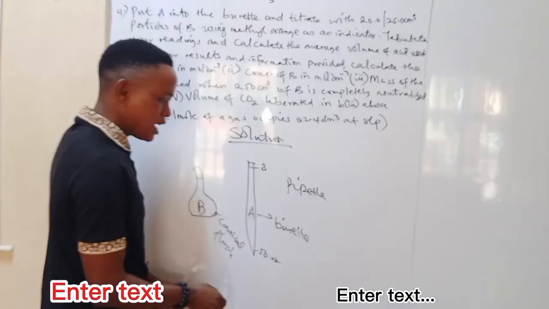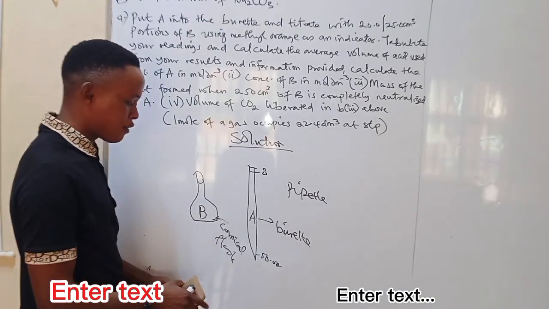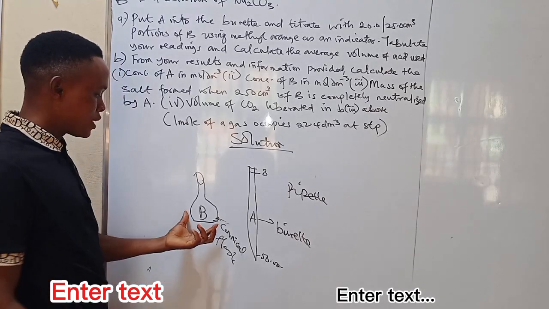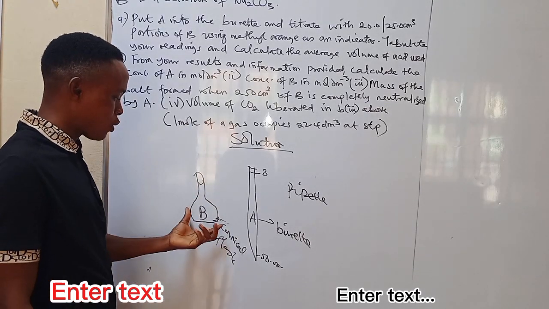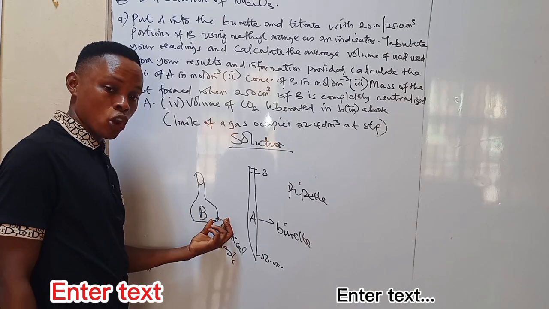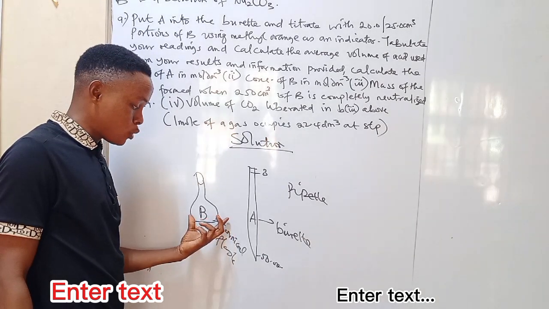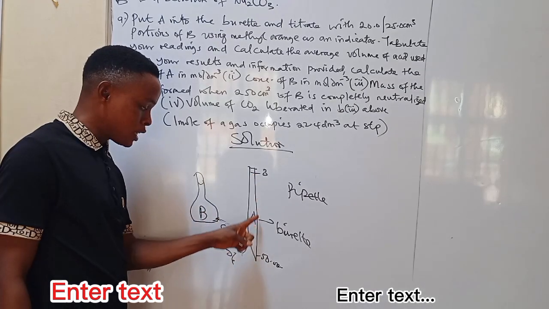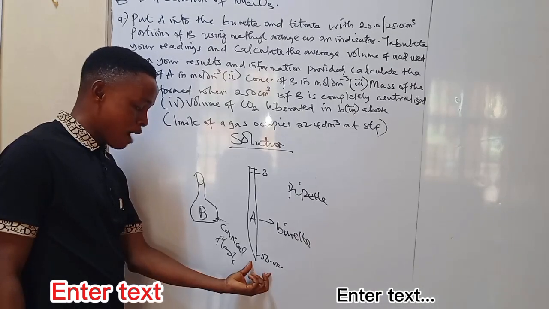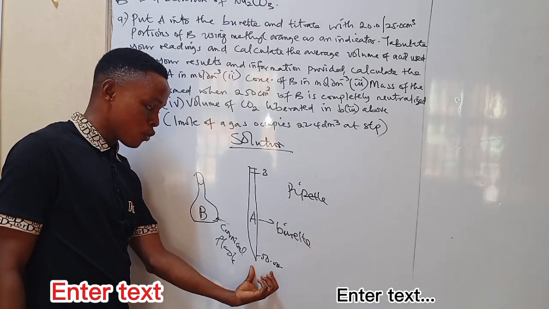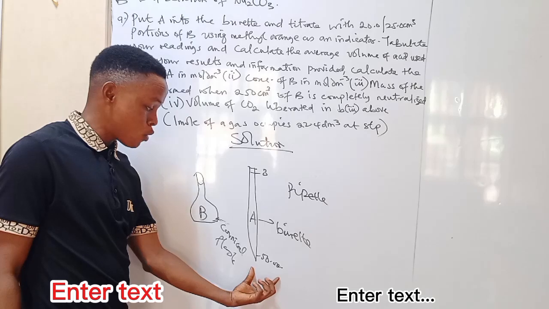As I'm titrating, it will get to a point that I will have... Remember the color of the B here. Immediately I put my methyl orange here, I'm going to have a yellow coloration. Then when this acid completely neutralizes this B, my endpoint will now turn to what? Orange. My endpoint will turn to orange here.